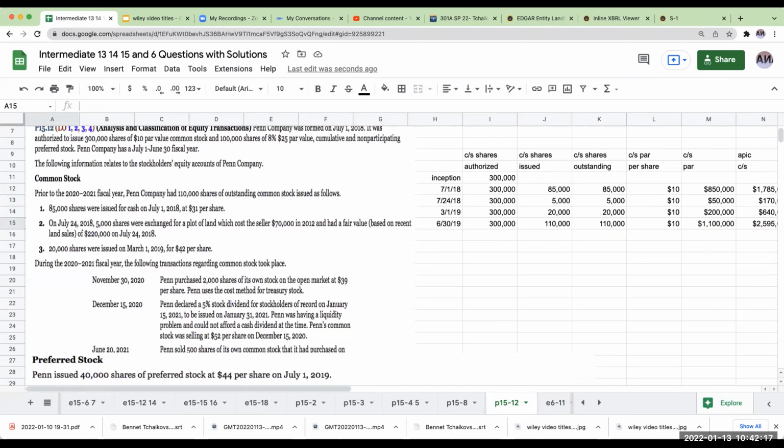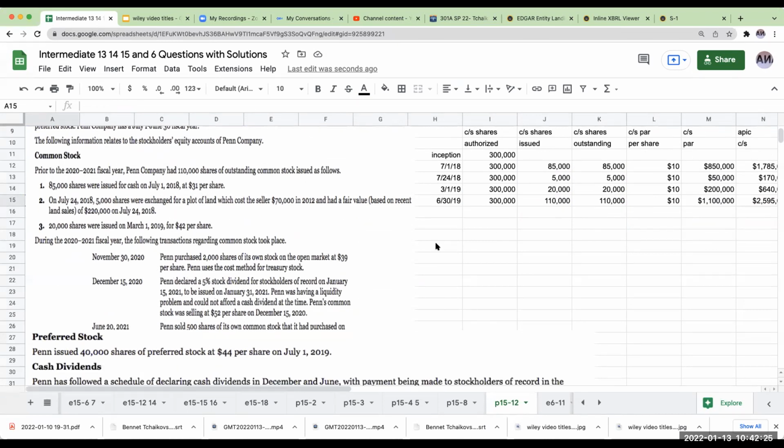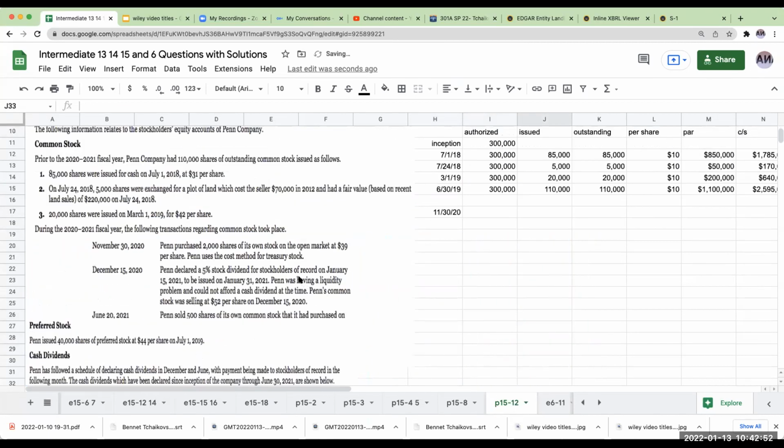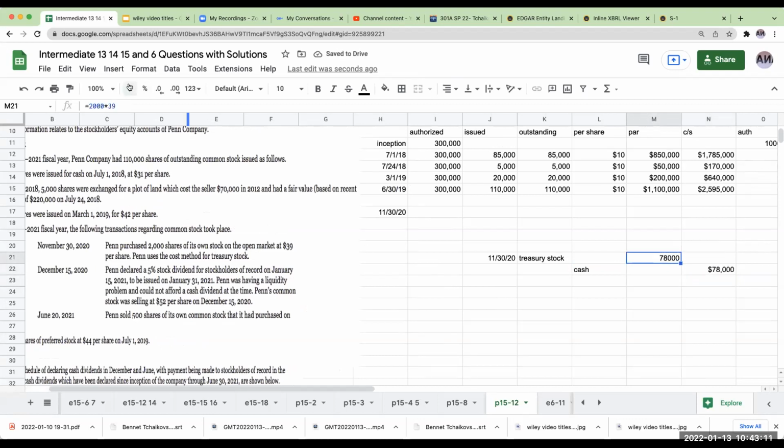So we had 110,000 shares prior, so we've dealt with this part here. Now, during the 2020-2021 fiscal year, I've got 11/30/20. I'm going to assume that nothing happened over here, we'll just leave this alone. So nothing else happened with common stock. So I purchased 2,000 of my own shares on the open market for $39 per share. So what happened on November 30th? When I'm doing this, I'm going to debit treasury stock, crediting cash. So this is going to be 2,000 times 39, and that's going to give me 78,000.